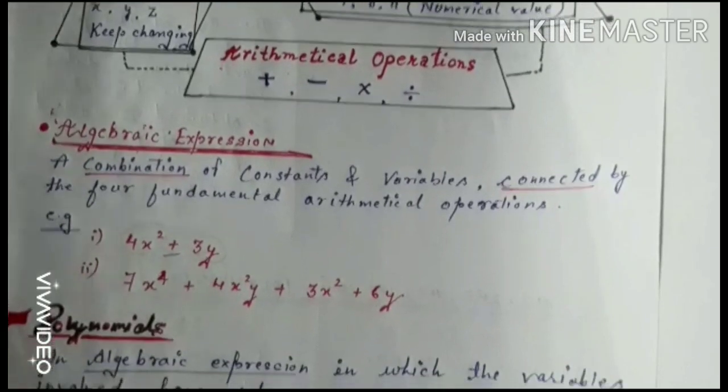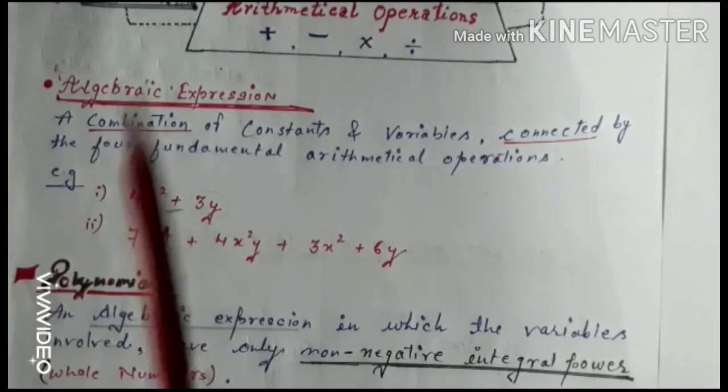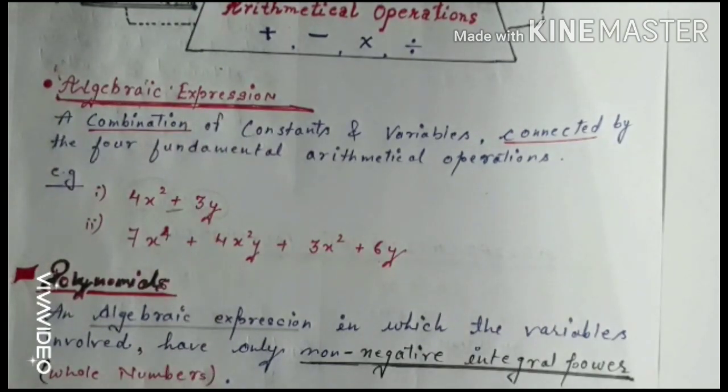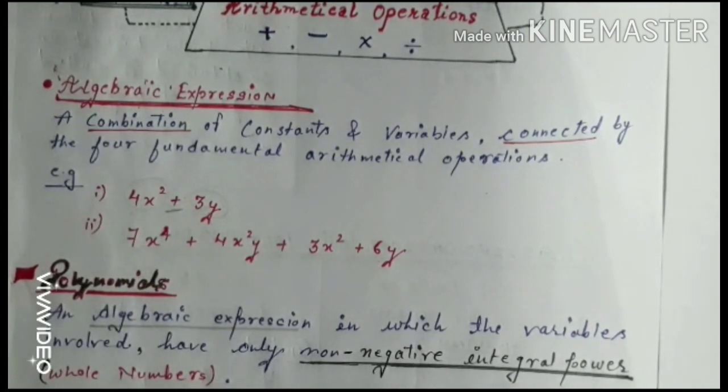Now come to your main thing, that is your polynomial. Polynomial is a type of algebraic expression in which the variables involved have only non-negative integral power. That means it can also be whole numbers. That means you have the algebraic expression and the variable has only non-negative power. It cannot be in fractional form. It cannot be in negative form.